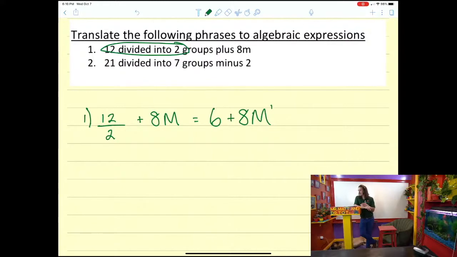So these are different power monomials or different powered values. So we can't combine them. So this is going to be our final answer, 6 plus 8m. And you don't need to include the 1 as an exponent because it's implied.